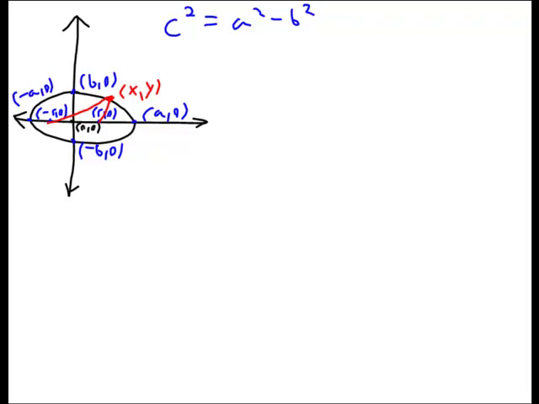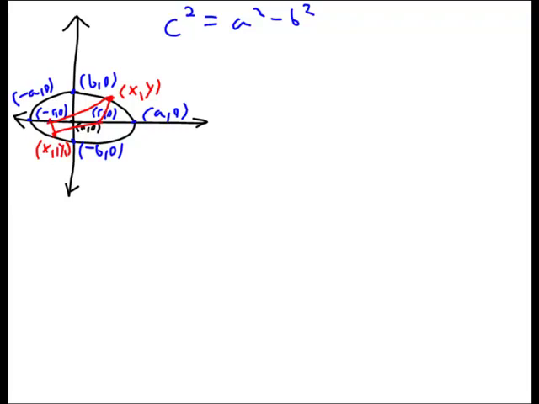So if I have another point, and we'll call this, say, (x1, y1), when I draw lines to each focus, the sum of the distances of those 2 lines will be the same thing as the sum of the distances of the other 2 lines. So if it's going to be some constant value, we may ask, well, what will that value be? Well, let's think for a moment.